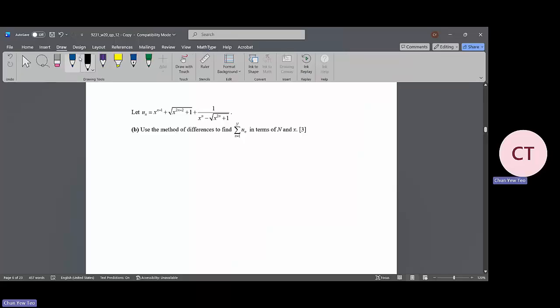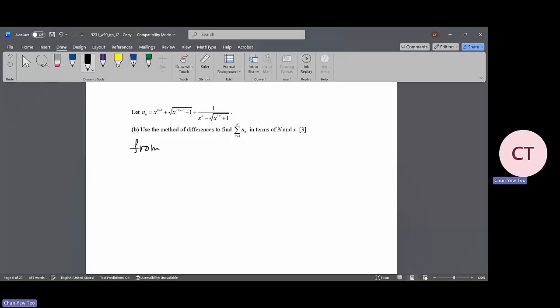We let the Un look like the expression like this. Then use the method of differences to find the sum of the Un from 1 until n. So over here, they say method of differences, but over here we have a plus. We don't have a minus over here. So we need to make use of the result in part A.